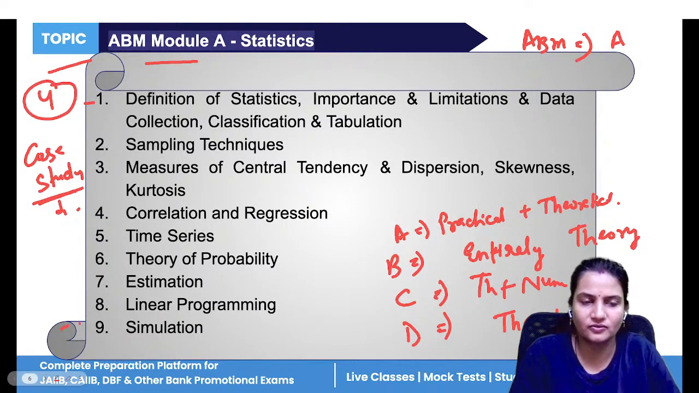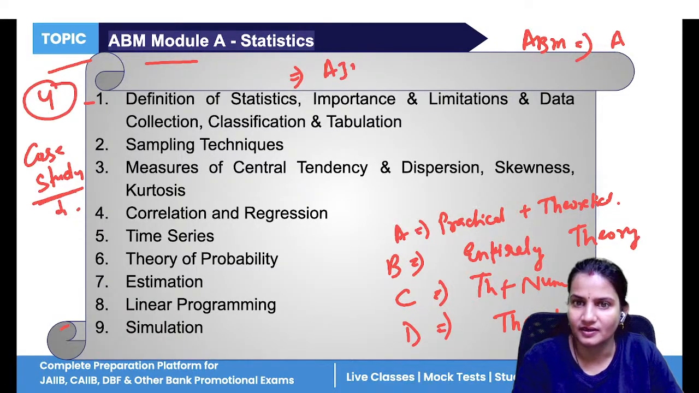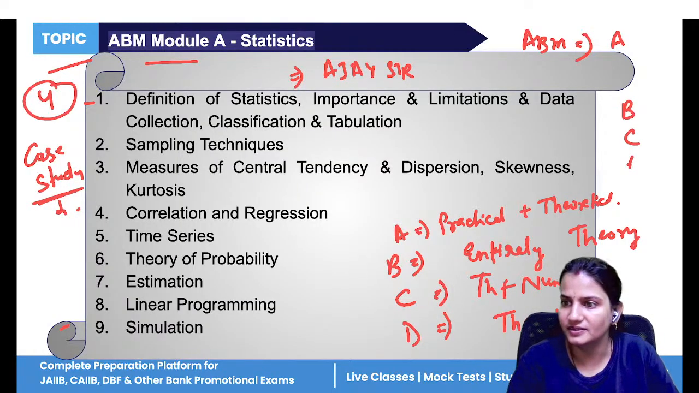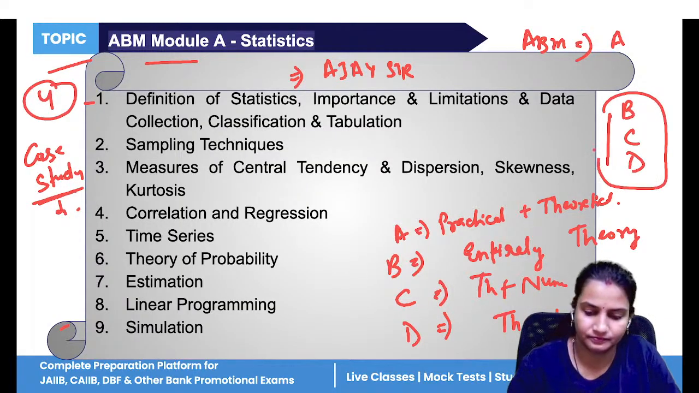Now, there are 9 units in module A, statistics. This module will be taken by a JSR. The rest of the three modules, that is module B, C, and D in ABM, I am going to take.